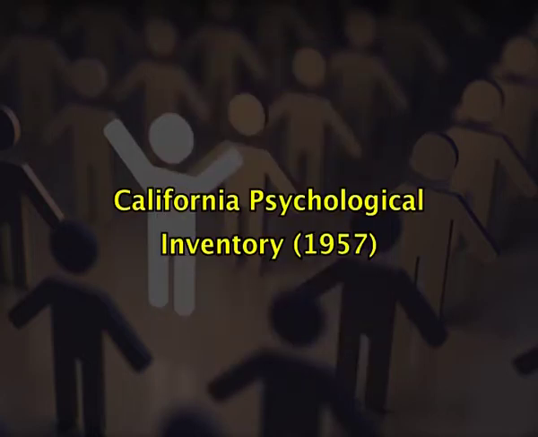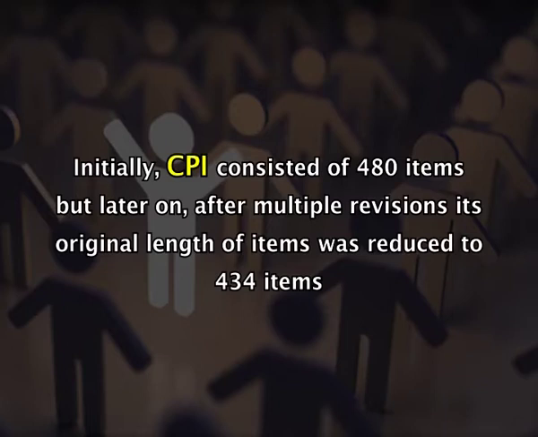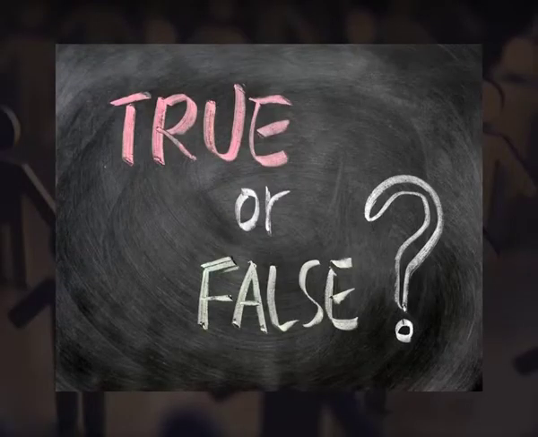California Psychological Inventory or CPI. It is an in-depth structured personality assessment tool originally developed by Harrison Gough in 1957. Initially, it consisted of 480 items, but later on, after multiple revisions, its original length of items was reduced to 434. All the 434 items are to be answered as either true or false.